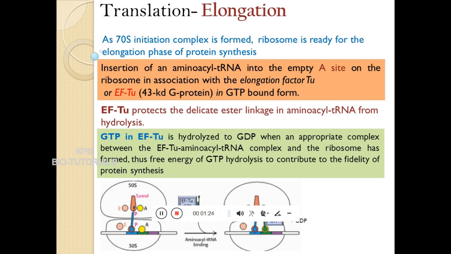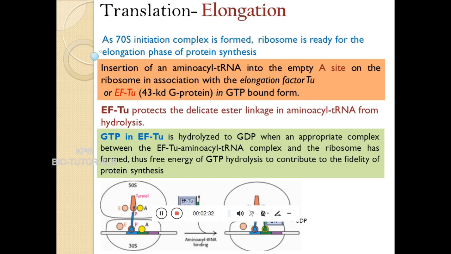So once the 70S initiation complex is formed, the ribosome is ready for the elongation phase of protein synthesis. The next step of translation is elongation. As the name indicates, elongation is the elongation of the growing polypeptide chain by the incorporation of amino acids. To start the elongation step, the first thing is to add an amino acid tRNA to the A site.